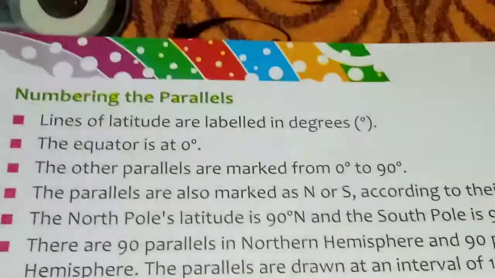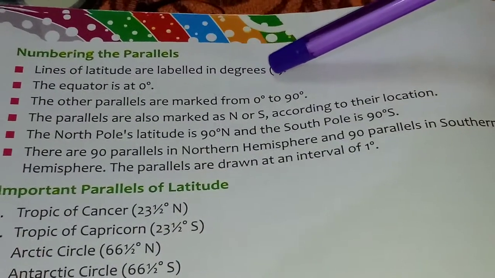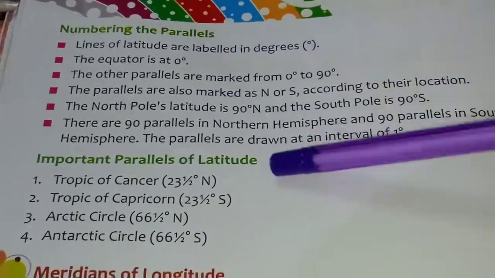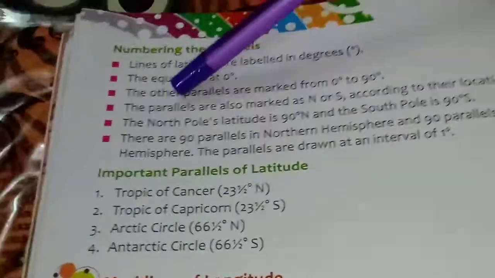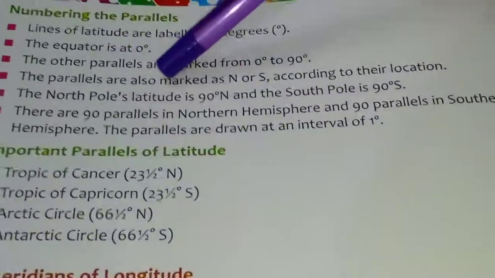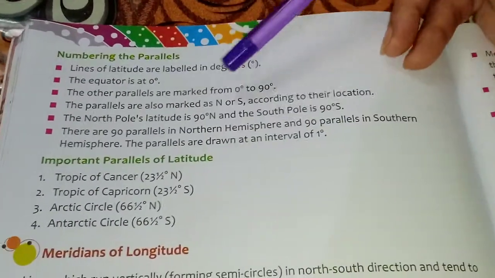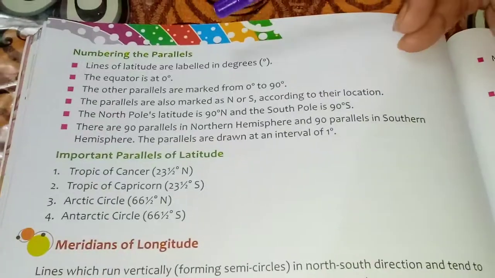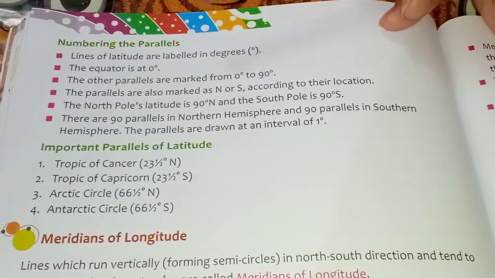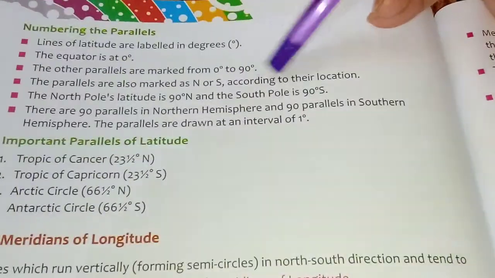Now I am showing you. Numbering the parallels. Lines of latitude are labeled in degrees. The equator is 0 degree. You memorize this. The other parallels are marked from 0 to 90 degree. The parallels are also marked as N or S. Always we should write N or S after the degree, 10 degree N or S. 10 degree N means 10 degree north and 10 degree S means 10 degree south, according to their location.